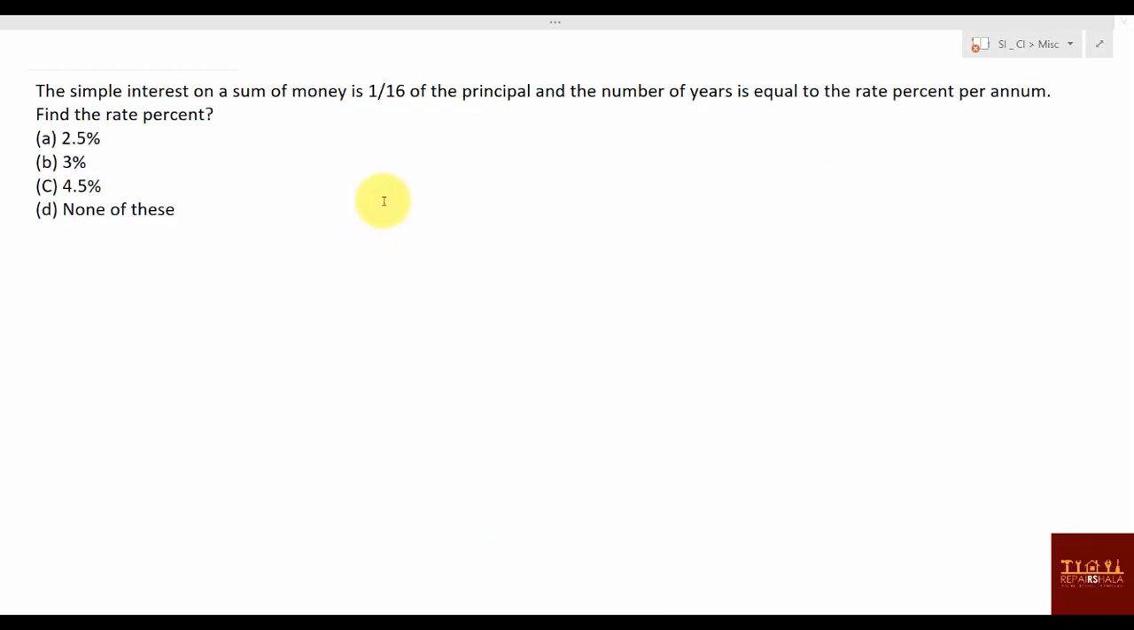So, what they are telling in this question: simple interest on a sum of money is 1/16 of the principal, and the number of years is equal to the rate percentage per annum. Find the rate percentage. You can even apply the formula, that is SI equals principal into rate of interest into time divided by 100. What is SI? It is P by 16. This is P. R and T are equal, so R square divided by 100.